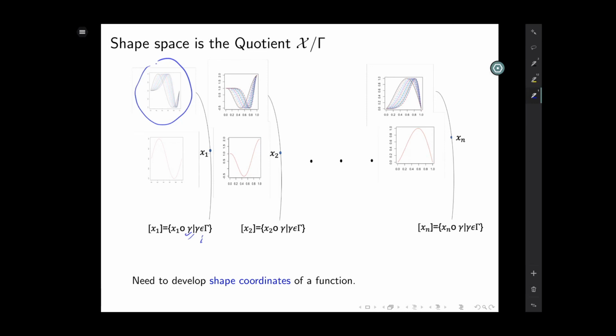This is nice, but in order to make any further progress, we would have to give some coordinates to the space. The set of each of these orbits or shapes forms the quotient or the shape space. Now I need to give some coordinates to the space. Only then can I relate one point to another point in a certain way. At the level of equivalence classes, it's too abstract to do anything further with it. So we need to develop some coordinates.